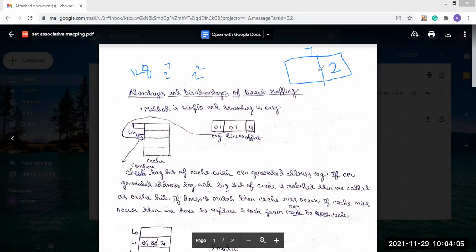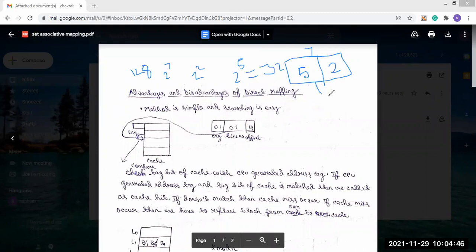Then how many bits will be remaining? 7 minus 2, that is 5 bits. These 5 bits will represent the block number. 2 to the power 5 means 32, and you can match this with the example, because block numbers 0 to 31 should be present. That means we require a total of 5 bits to represent the block number. So this is the physical address in the RAM.